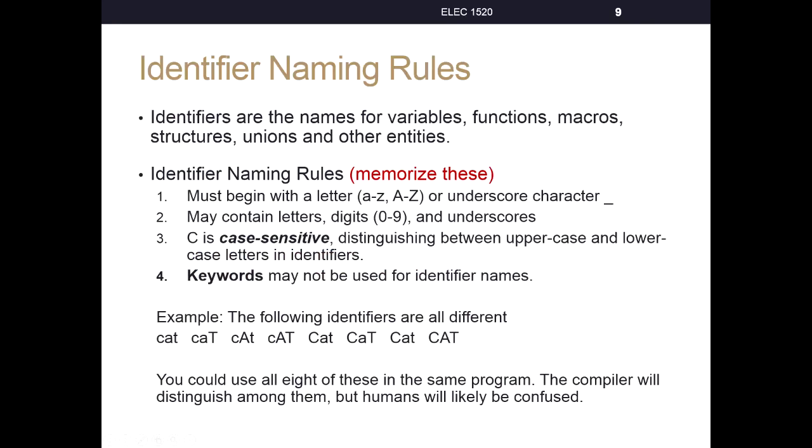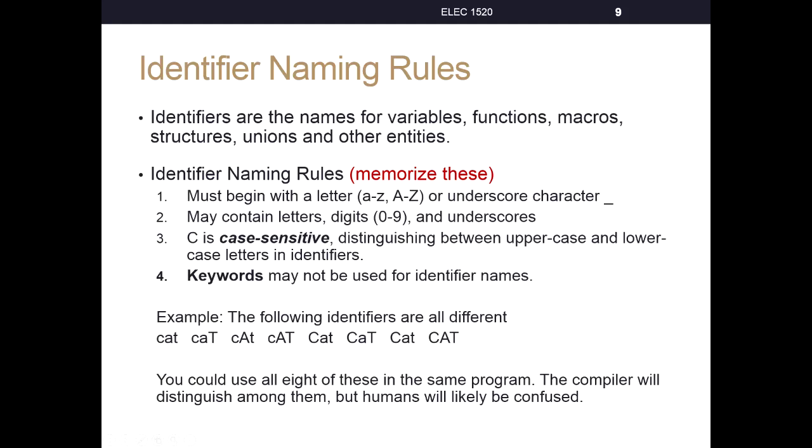Now, rule number 1. An identifier must begin with a letter of the alphabet. Anywhere A through Z, so lowercase or uppercase A through Z. Or it may start with an underscore character. So the start of the name can start with a letter of the alphabet or the underscore character.